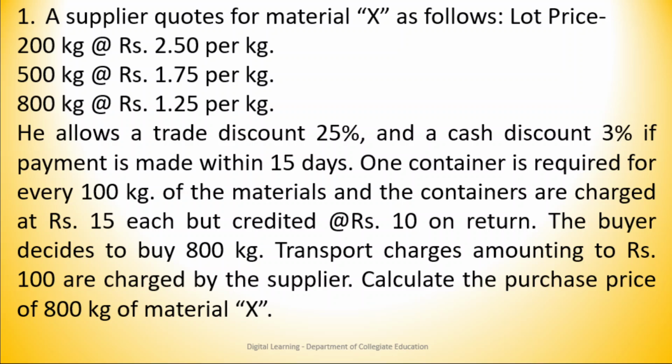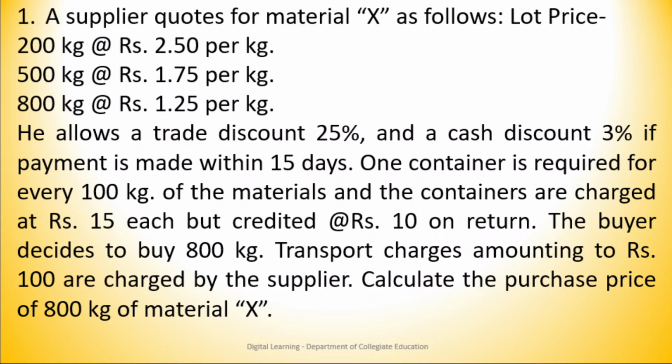Now please be careful, we have been asked only to compute the purchase price of 800 kgs of material X. Trade discount given is 25%, cash discount given is 3%. Now please note, cash discount should not be considered while computing the purchase price of materials as it is purely a financial item. Container cost is given.